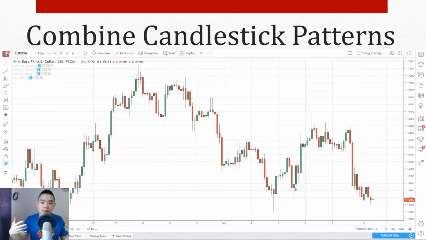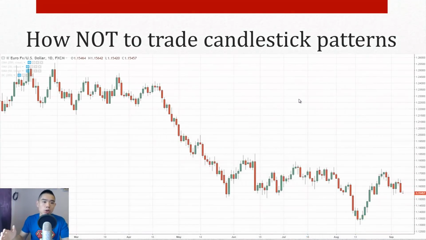If you want to see clearly, what you can do is go on to a 2 hour time frame, and things might be different. You might get a clearer view of what's happening. Similarly, if you're on a 4 hour time frame and can't make sense out of it, go up to the 8 hour time frame, and things might be clearer for you. So this is the usefulness of combining candlestick patterns and understanding what's going on in the big picture. So now, how not to trade candlestick patterns? Now you know how to read candlestick patterns, you even know how to combine them.